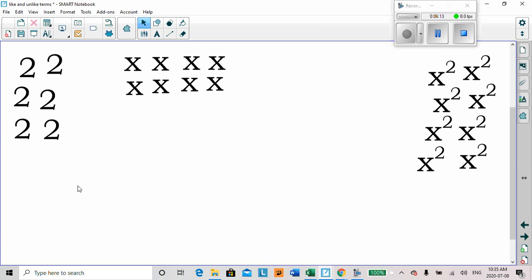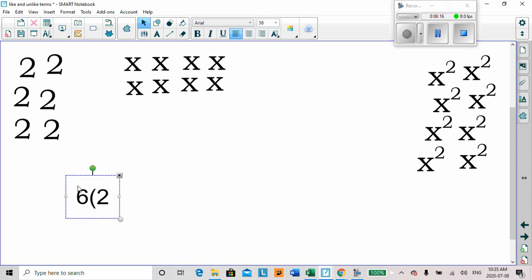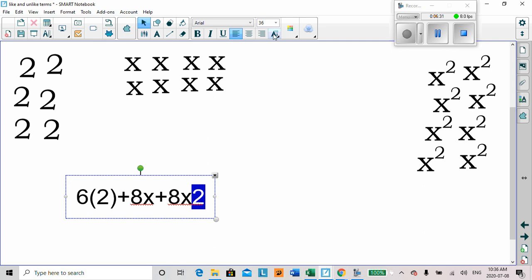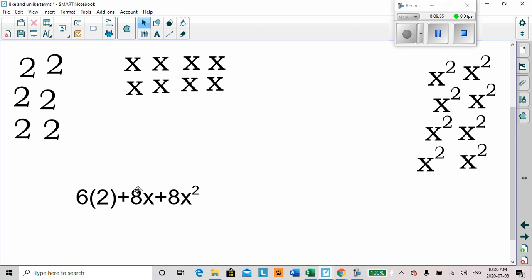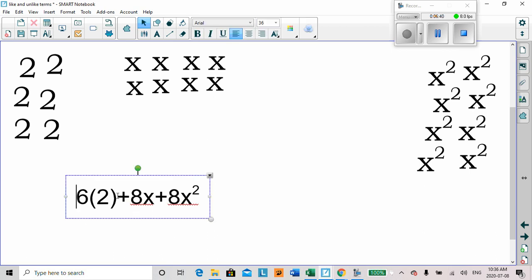Now I can see that I have 6 2's. This is how I write 6 2's, and I have 8 x's, and I have 8 x squareds, and I just need to make that a squared. And now I have an expression to summarize everything that I have. I could also write that 6 times 2 as 12.